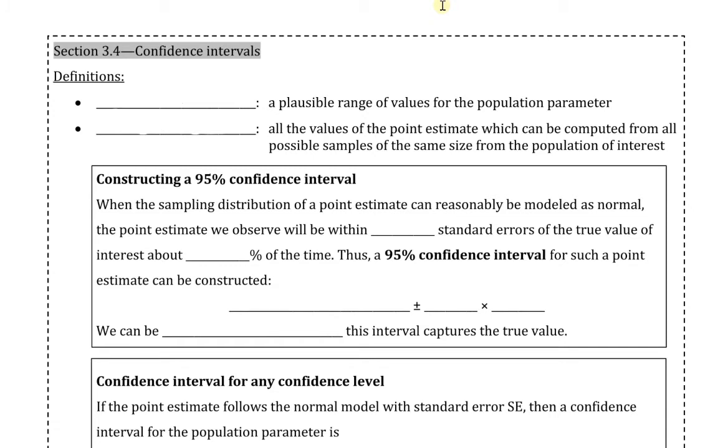This lecture will cover section 3.4 for Introduction to Statistics, confidence intervals. There are only a few definitions in this section that we would like to be comfortable with. The first is the definition of a confidence interval. A confidence interval gives a plausible range of values for the population parameter of interest. This can be visualized as an interval of values that would contain the population parameter.